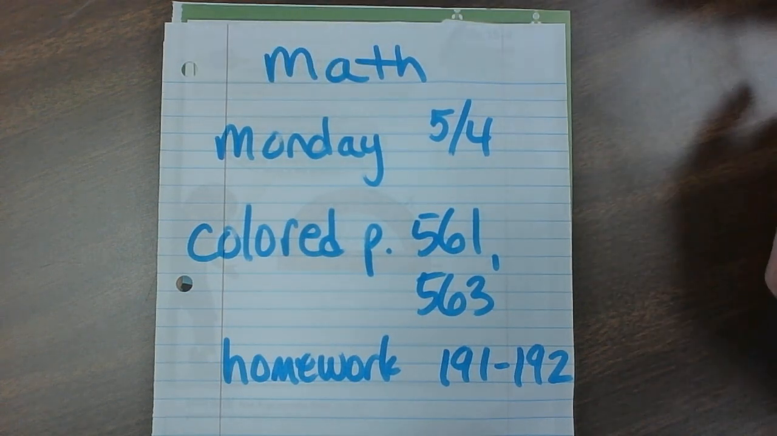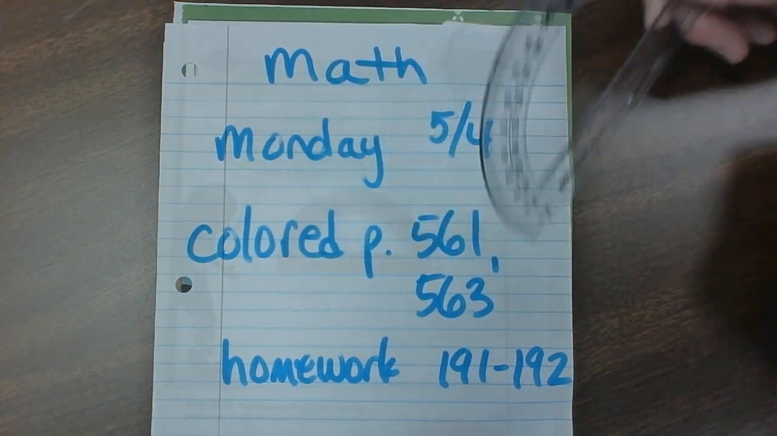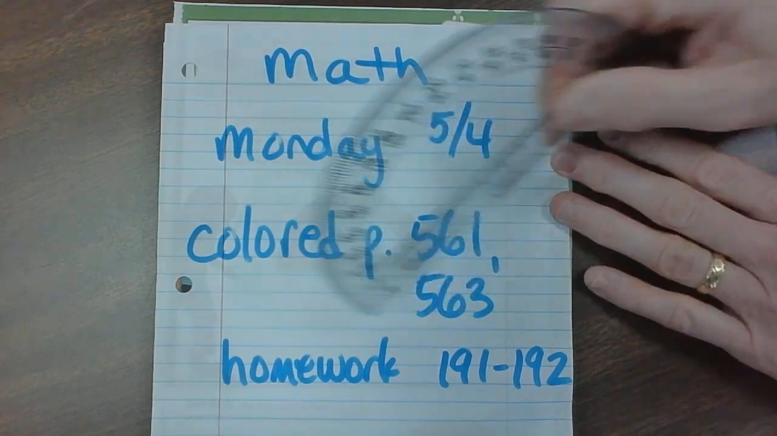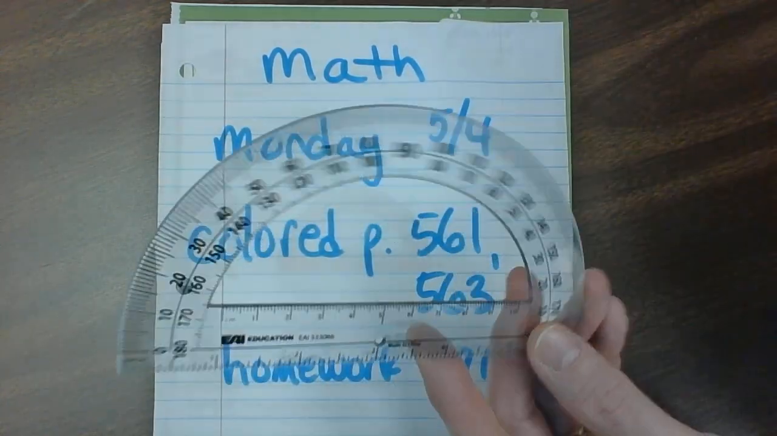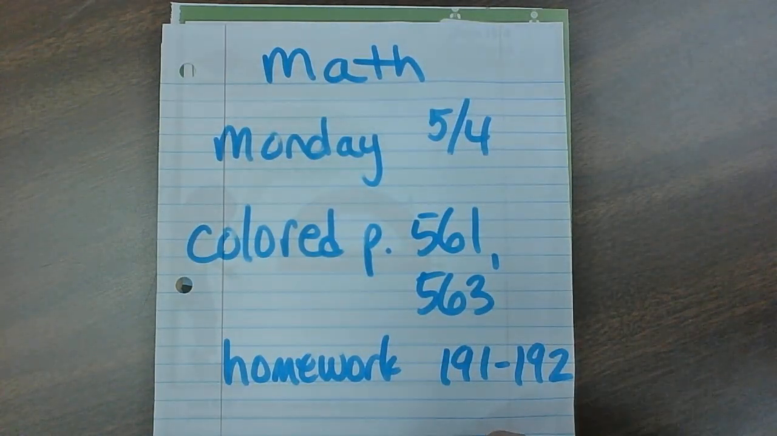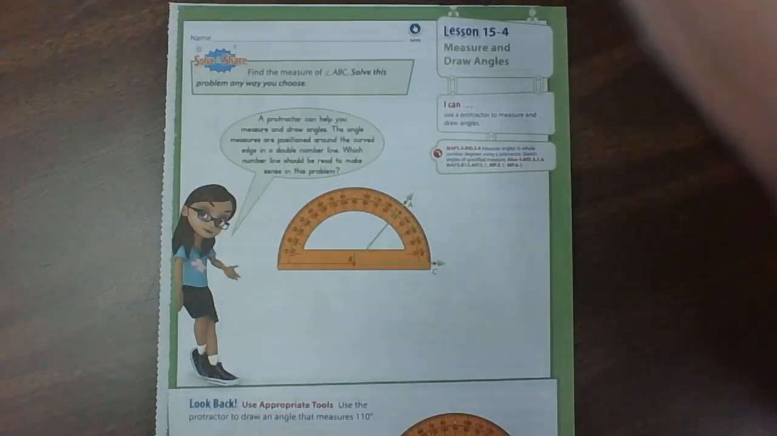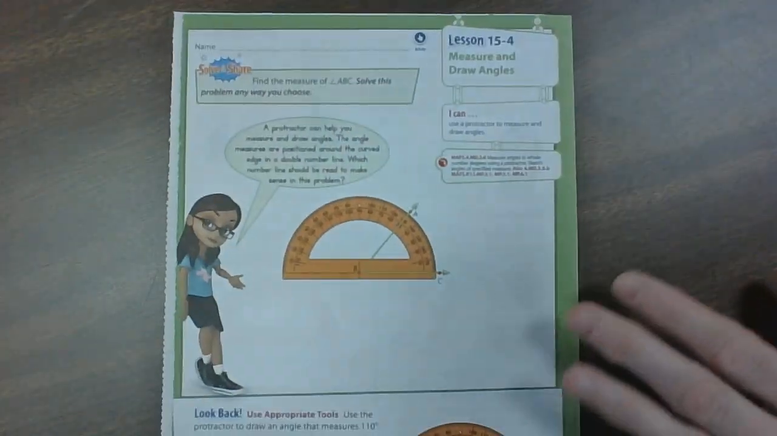Today we're going to do colored pages 561 and 563, front and back of both. Your homework that'll be due to me is 191 and 192. You're going to need this old guy, Mr. Protractor, out, ready to go, and some lined paper. All right? Pause it as you need, rewind it as you need. All right, so let's knock this one out.